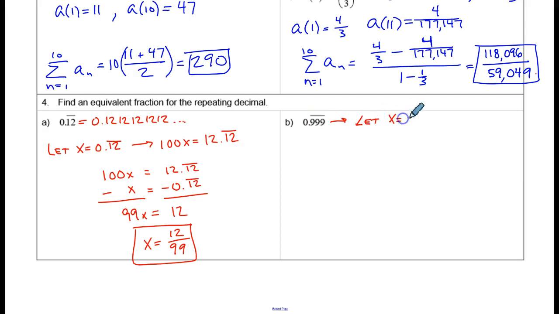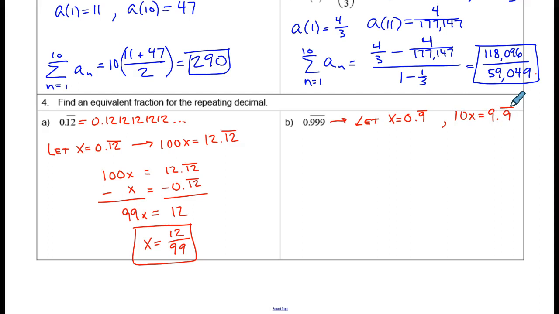For this one, remember what I said, we're going to start by letting x equal the original number, 0.9 repeating. And then I need to multiply this number by something so that I get one complete cycle of the repeat in front of the decimal point. So I only have to move the decimal one place to do that. So I'm going to multiply by 10. 10x is going to equal 9.9 repeating.